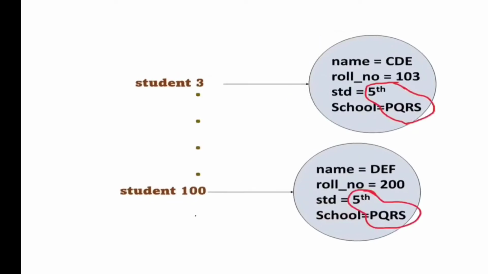But here standard and school are the same for all students. That means standard and school are common for all students, right? So if we think programmatically, we are writing the same code multiple times.